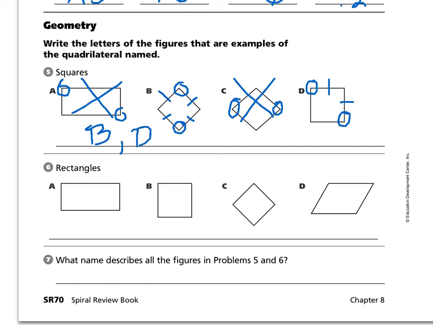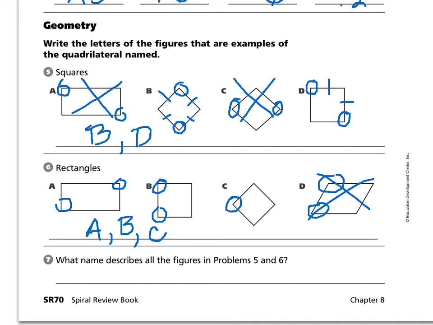For rectangles, I know that I just need to have 4 right angles. So letter A has 4 right angles. Letter B has 4 right angles. Letter C has 4 right angles. Letter D does not. It has obtuse and acute angles.